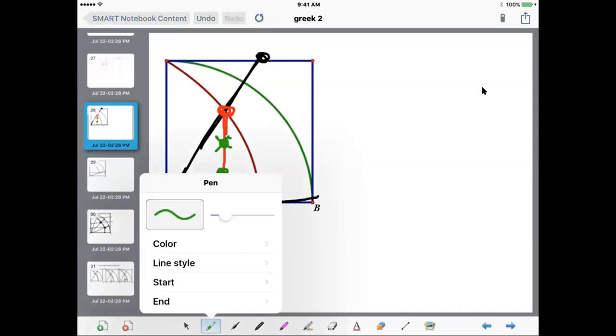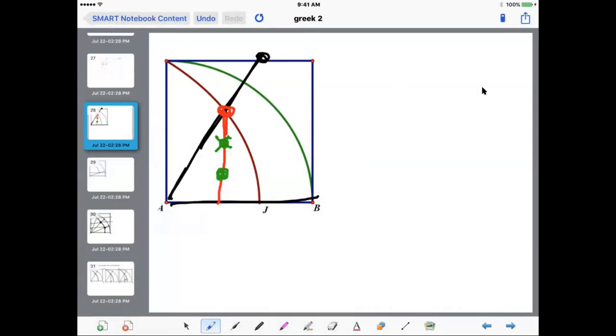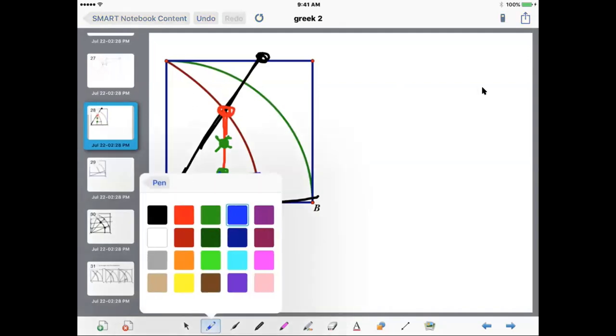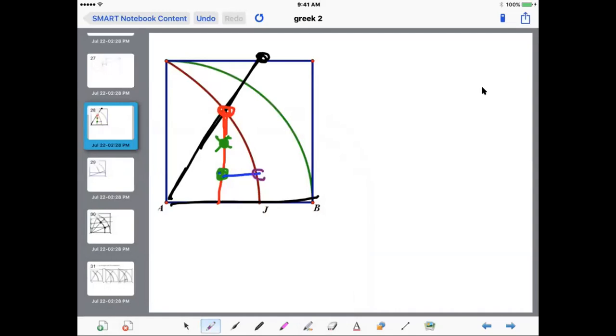Step 4 is to make a horizontal line from this point here. And step 5 is to connect this point to A. And we'll talk about why this works in a second, but for now, those are the 5 steps.